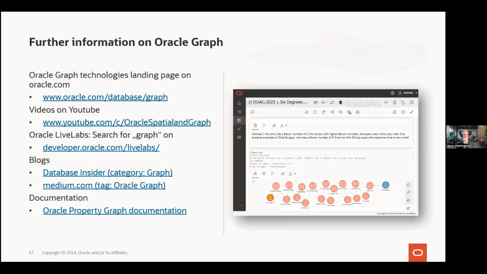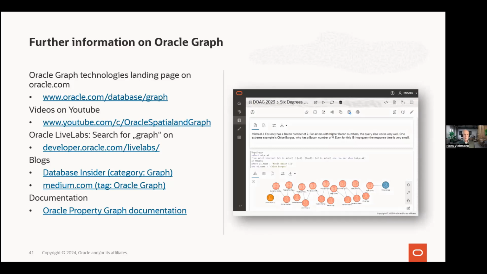Here we can see some further information on Oracle Graph. We have a webpage on Oracle Graph, which was just revamped. There's plenty of videos on YouTube. You can, as Hans showed us, go through some LiveLabs if you search on graphs. We have a number of blogs, both on Database Insider and Medium.com. And of course, there's the documentation. And if you wanted to get started with all of this, Hans, what would you recommend?